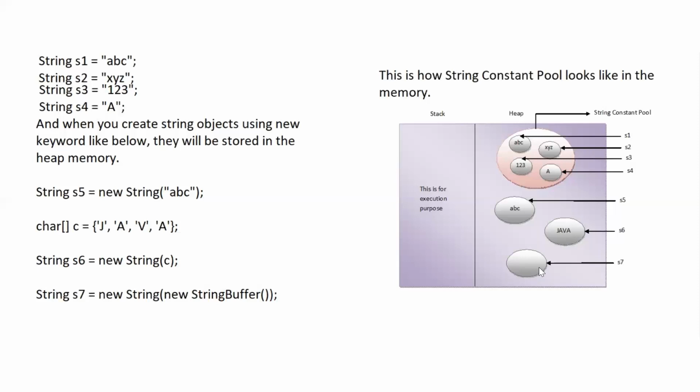Whereas whenever strings are created by using the new object, it will create a non-string-constant-pool object. Now, whenever I'm trying to compare s1 == s5, what is s1? ABC. And what is s5? ABC. But now these two are not equal. Why? Because here you are going to check your object reference. Here s1, s3, s5 are nothing but your objects.